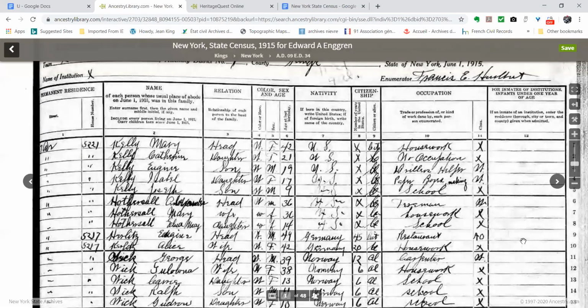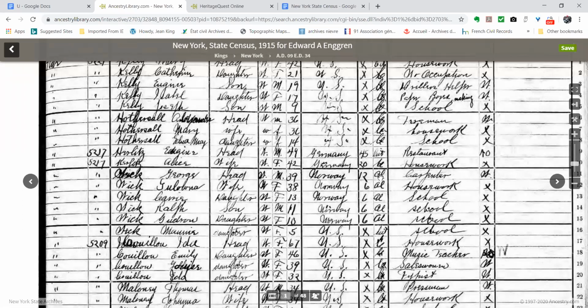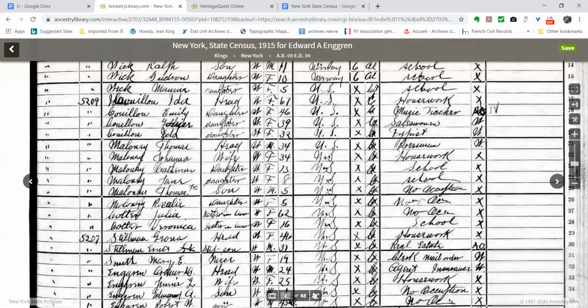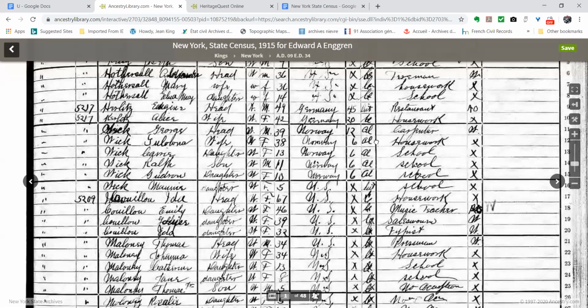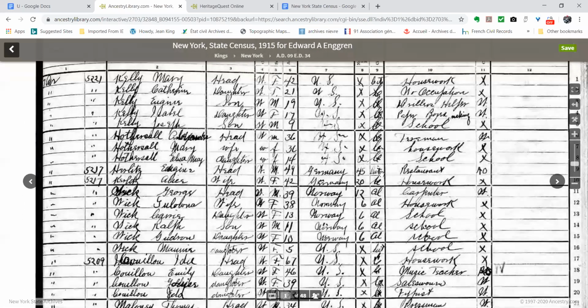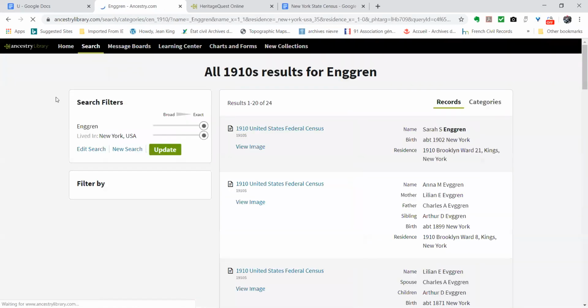They're just asking again about citizenship, and at least for some of these other people, you can see it's asking how many years they've been in the United States. If in this citizenship column it says AL, it means alien, and it means they haven't applied to become a citizen yet. I'm looking down here. So if they had already become a citizen, this column would say NA instead of AL. And the last one.